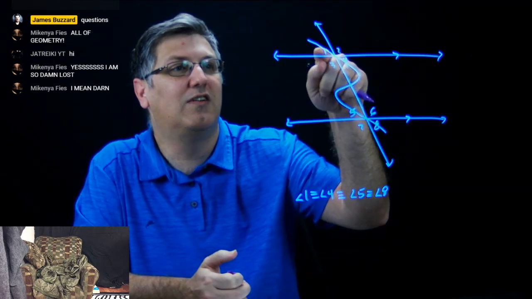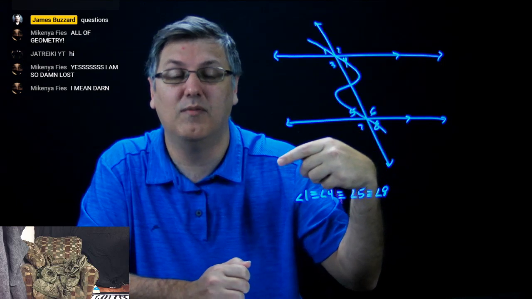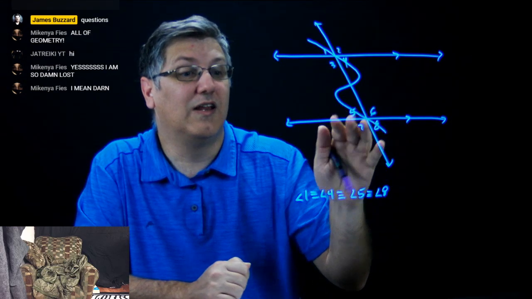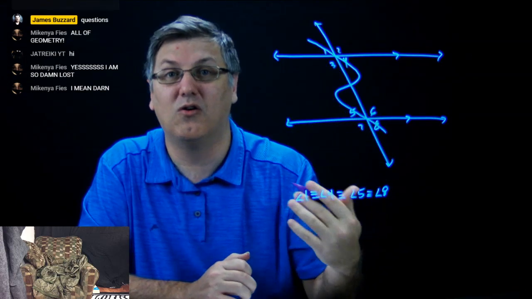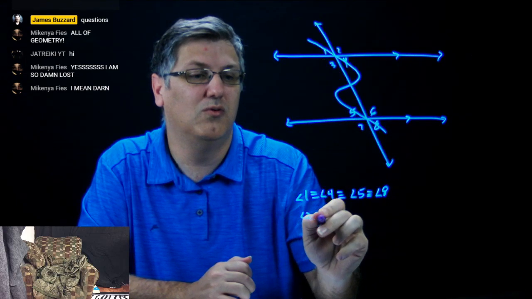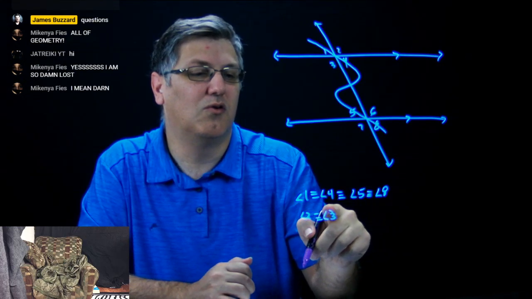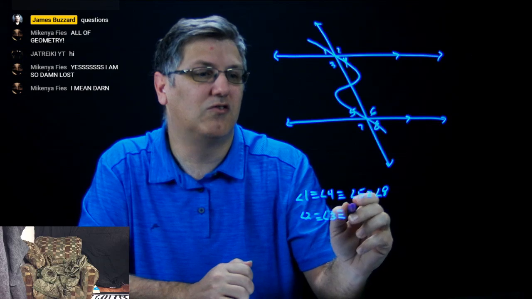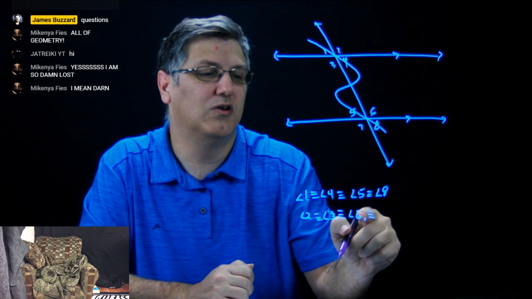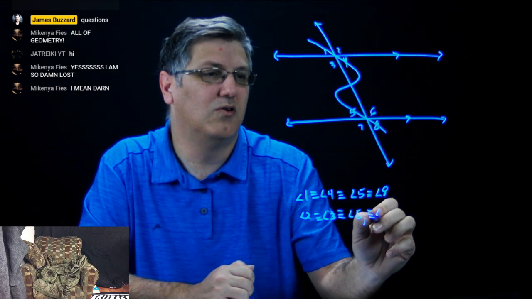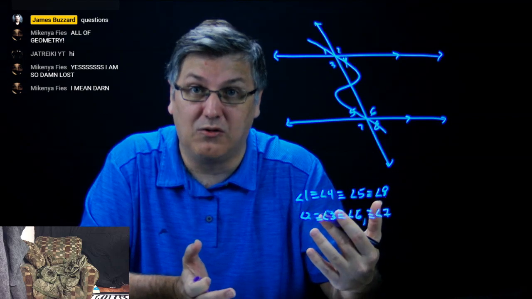So if this was 18, then this has to be 18, and this has to be 18, and this has to be 18. What that also tells me is that the other angles, 2, 3, 6, and 7, are also congruent. So angle 2 is congruent to angle 3, which is congruent to angle 6, which is congruent to angle 7.